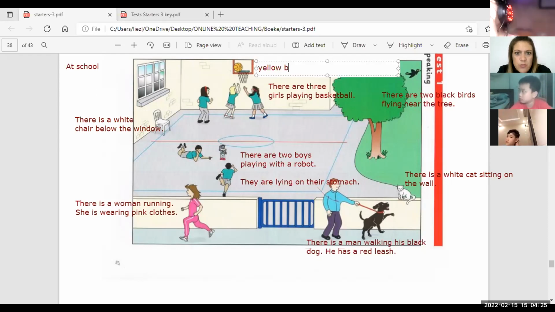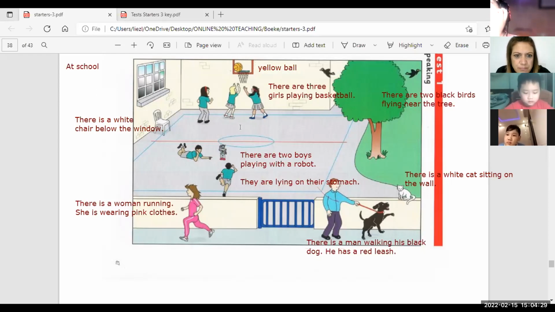Okay, you can now talk about the yellow ball or the orange ball. Okay, now Dong Ni, I want you to say everything to me, everything that you can see, okay? So you have to read everything. I'm going to take it away and see if you can do that. Okay, sweetie, what can you see here?